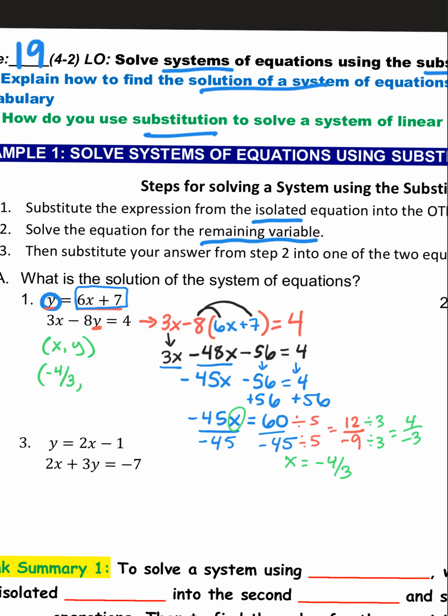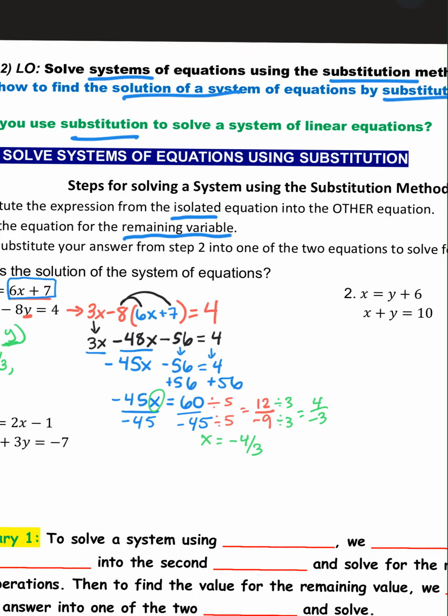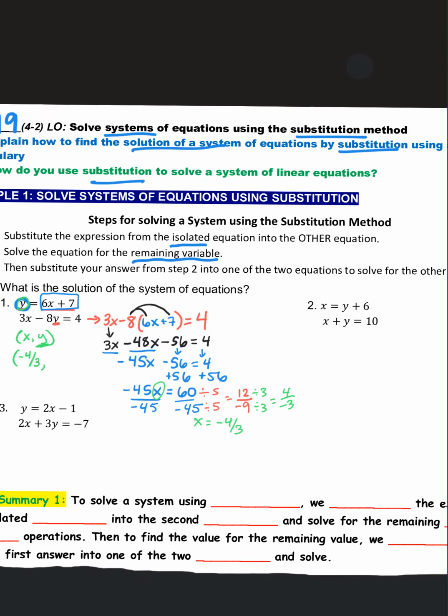Comma, now we need to know what y is. So we have to pick our favorite equation. You can pick the first one or you can pick the second one. I, myself, am going to pick the first one because y is already by itself and that's what I'm trying to solve for. So let's see, I'm kind of running out of room. Let's come over here.